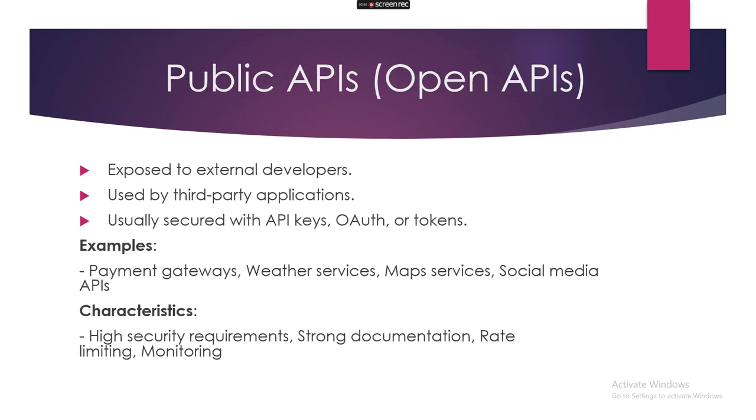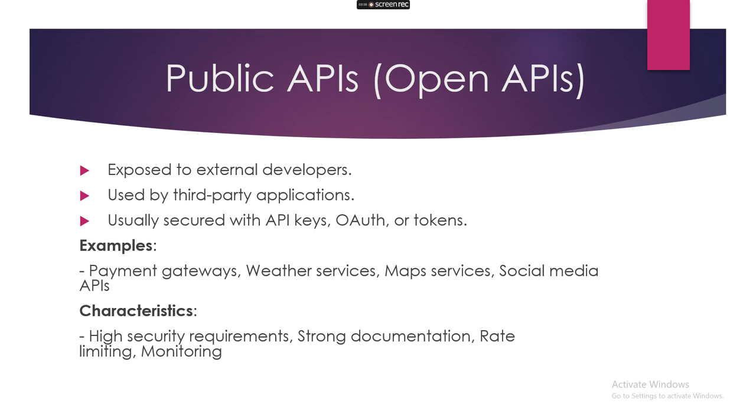We're going to begin with the first type of API, which is public APIs. These APIs are exposed to external developers. They're used by third-party applications, and they're usually secured with API keys, OAuth and tokens. Examples of public APIs include payment gateways, weather services, map services, and social media APIs. They have very high security because they are exposed to the public, and they have strong documentation, detailed and well structured for ease of understanding for their users.